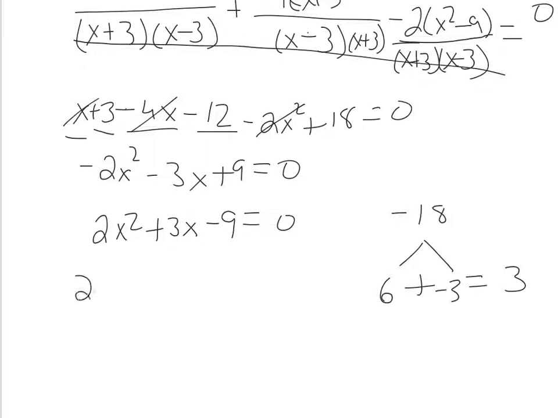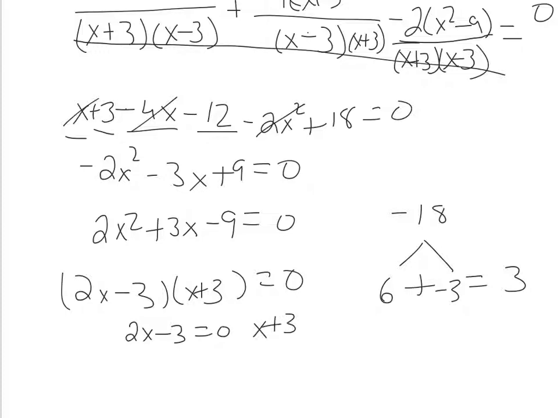So you have 2x, x. What do I have to multiply the 2 by to equal 6? Positive 3. What do I have to multiply 1 by to equal negative 3? Negative 3. So you get 2x minus 3 equals 0. X plus 3 equals 0. So x equals 3 over 2 and x equals negative 3. Okay? Let's take a look at some more.